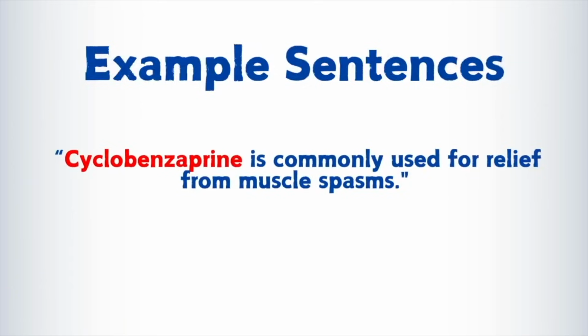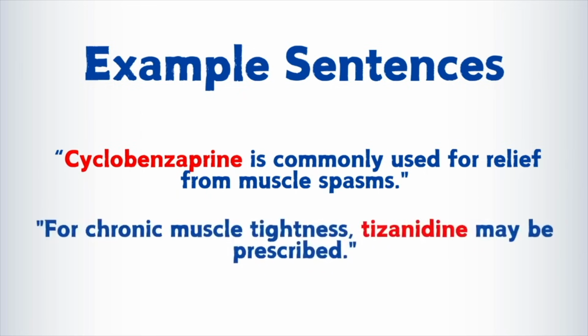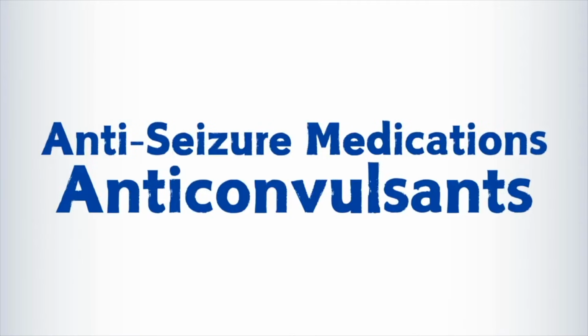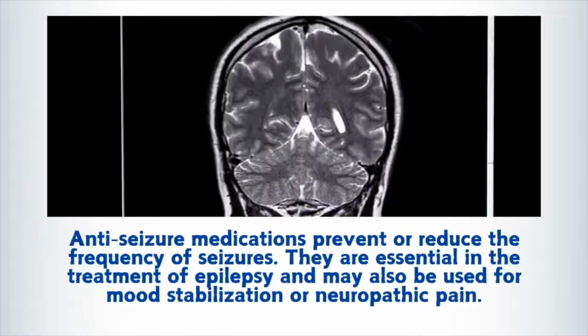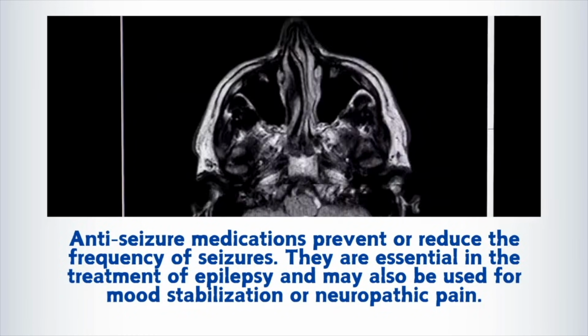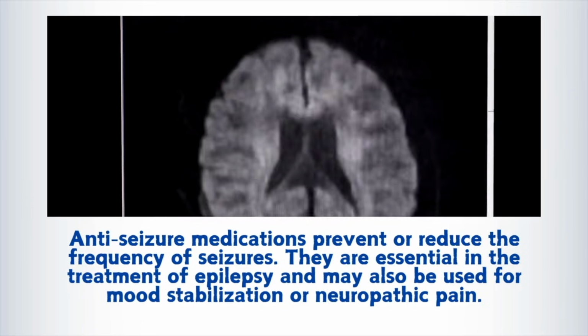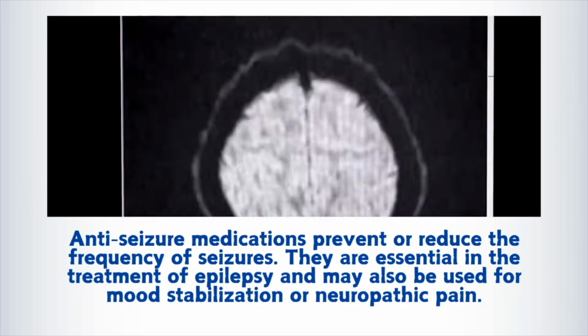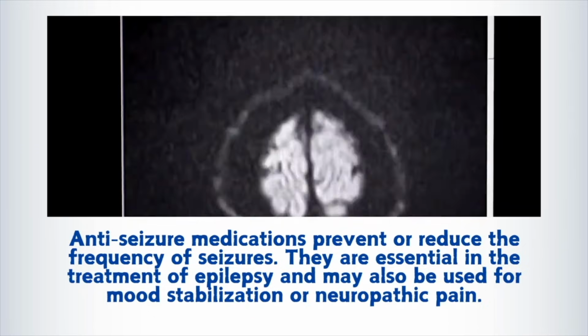Cyclobenzaprine is commonly used for relief from muscle spasms. For chronic muscle tightness, tizanidine may be prescribed. Our 18th category of medication is anti-seizure medications or anticonvulsants. This type of medication prevents or reduces the frequency of seizures. They are essential in the treatment of epilepsy and may be used for mood stabilization or neuropathic pain.